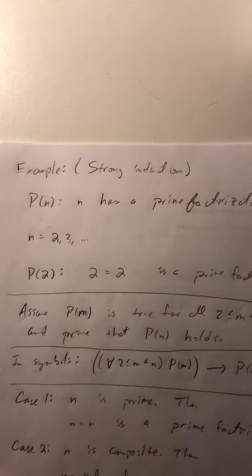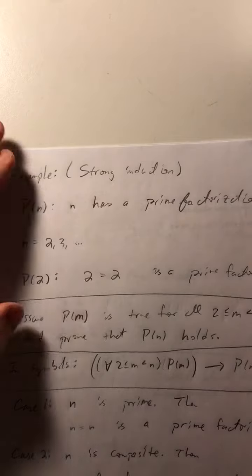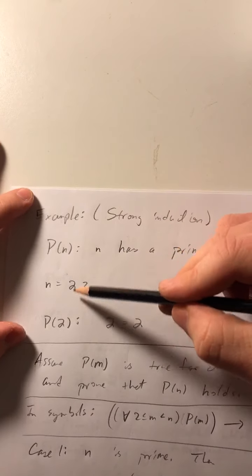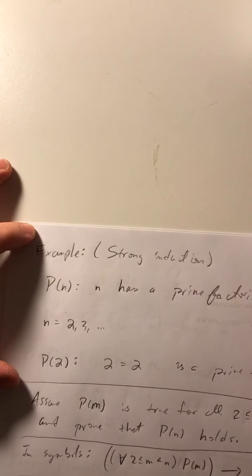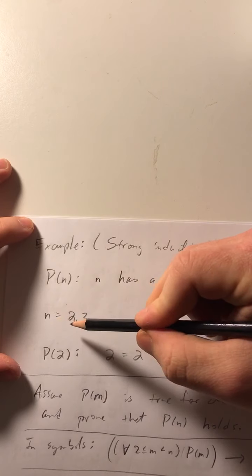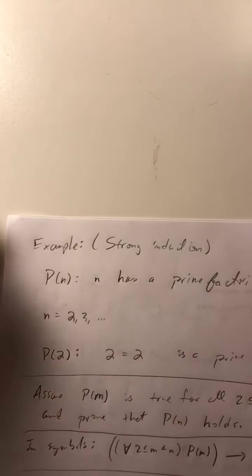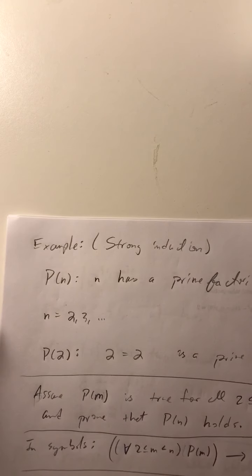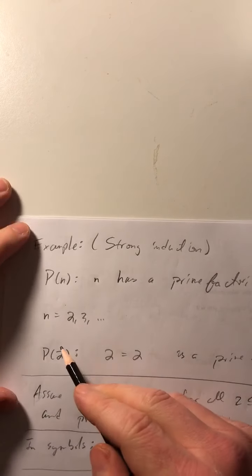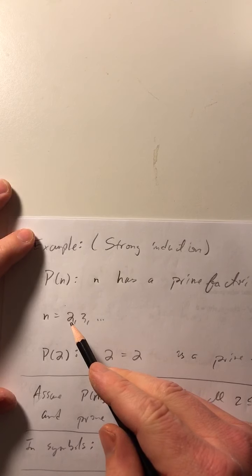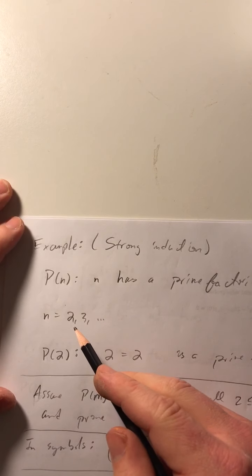Okay, so here's an example of strong induction, and here's an example of a predicate function whose domain is not just the natural numbers. Here P of n is defined for n equals 2, 3, 4, 5, but there's no P of 1 in this case. So here I'm using a predicate function, P of n, and the domain is the set of integers that are greater than or equal to 2.